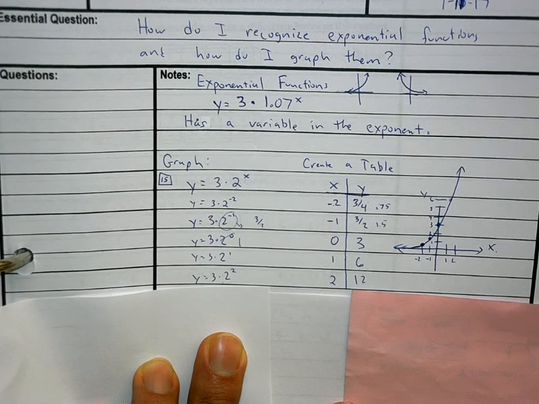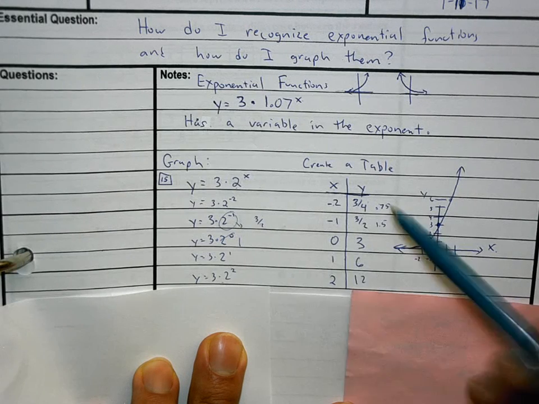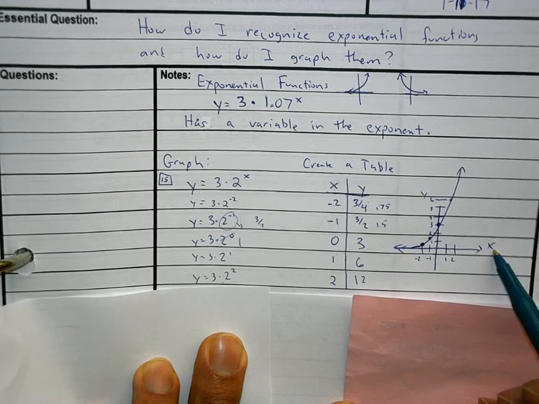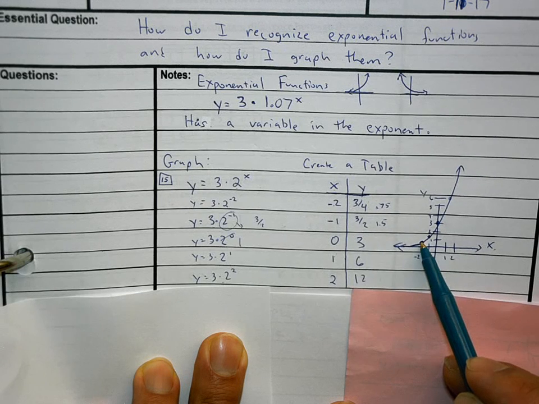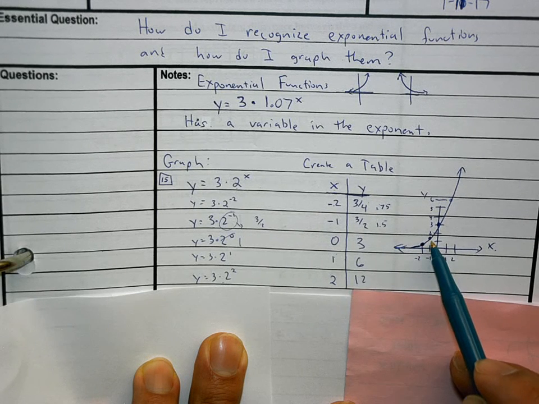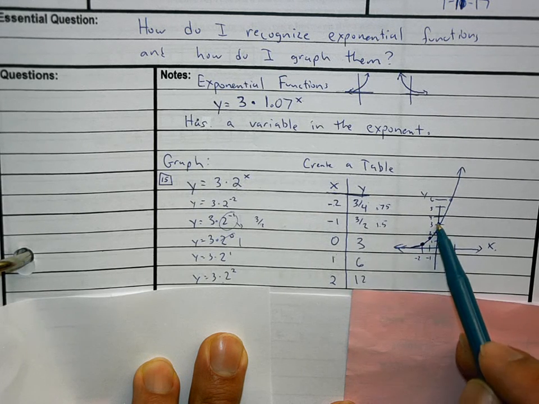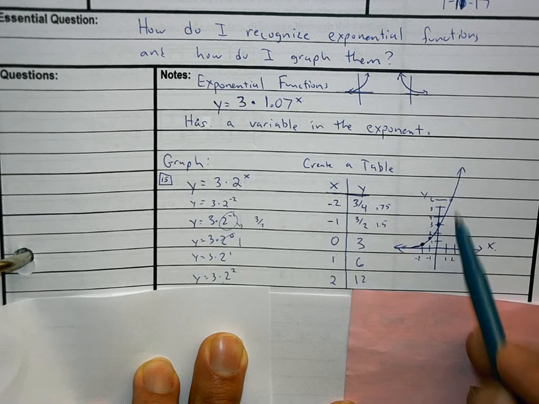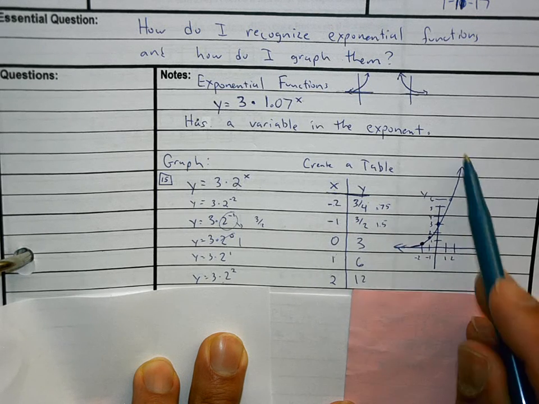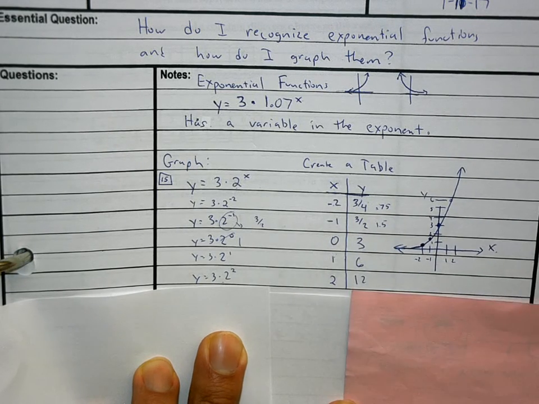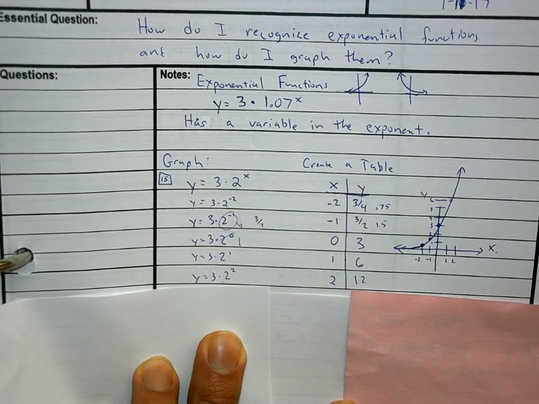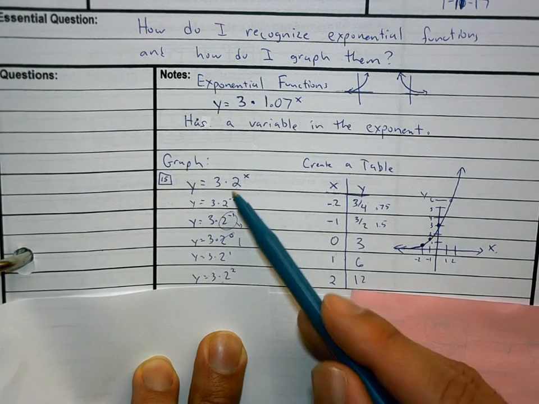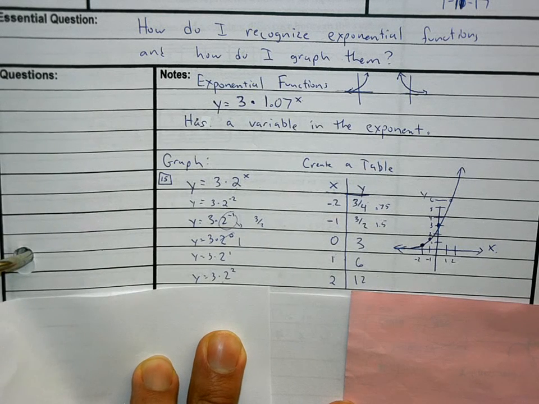If you were to take these and plot them on your x-axis and your y-axis: -2, 0.75, -1, 1.5, 0, 3, 1, 6, 2, 12, it's off the page. I can now tell it's exponentially increasing. I can tell this is doubling.